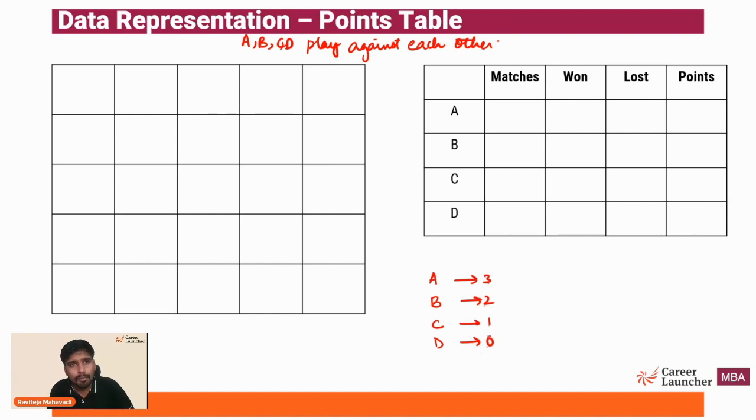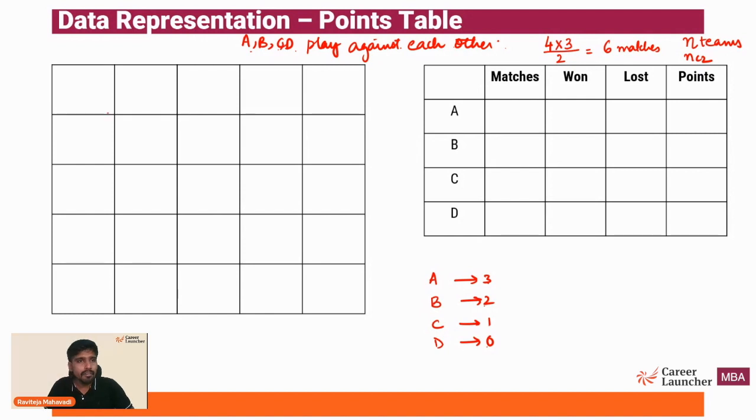How do you figure out how many matches will be there? If A, B, C, D are all playing against each other, there are 4 players. Each of them will play 3 matches. 4 into 3 is 12, but my answer is coming out to be 6. Why? Because every match has 2 people. You'll divide it, and you'll say, okay, 4 into 3 by 2, 6 matches happen in this league tournament. Generally, if there are n teams, the number of matches will be NC2. 4C2 comes out to be 6.